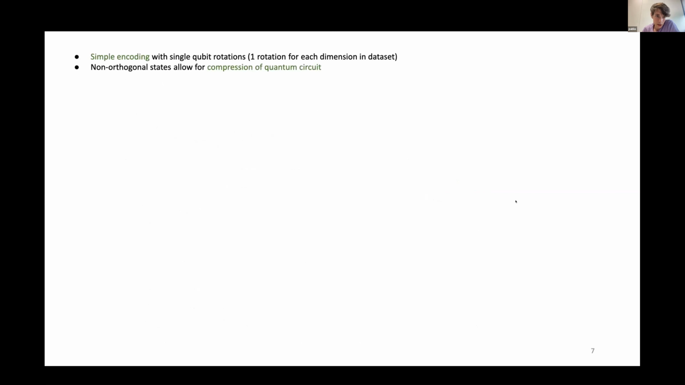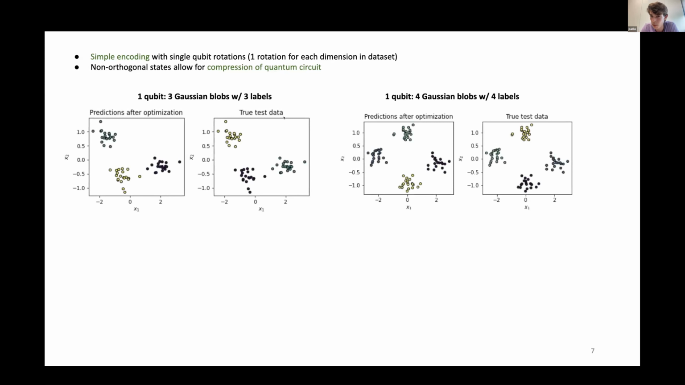But in terms of results, I was not expecting such a good convergence, because of the whole non-orthogonal states that help compress the quantum circuit. But in fact, it worked pretty well. We ran the one qubit algorithm in a simulator and then also tried with a proper superconducting qubit.